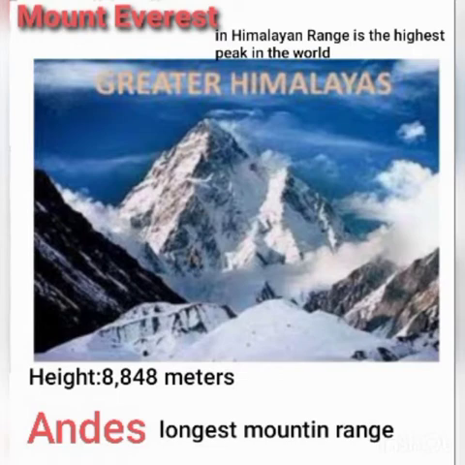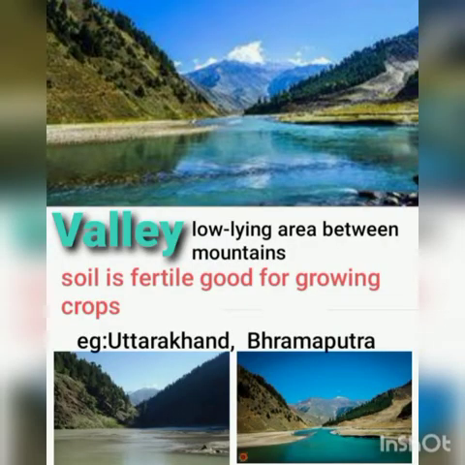Its height is 8,848 meters. The Himalayas is thus the longest mountain range, stretching across 7 countries. A valley is a low-lying area between mountains. The soil is also fertile and good for growing crops. Uttarakhand and Brahmaputra Valley are some examples of valleys in India.